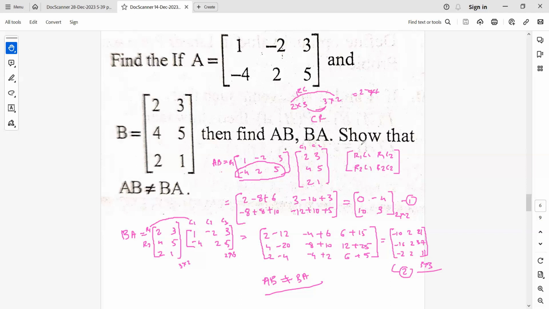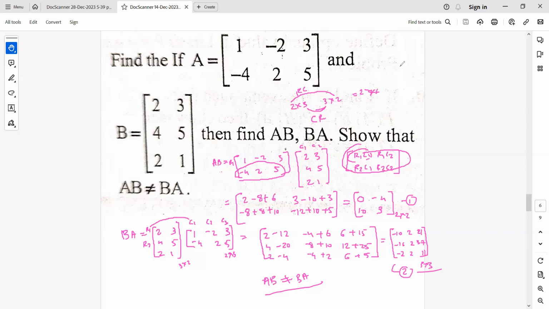If you are getting confused in multiplication, try to form R1 with all the required given columns, then R2 with all the columns, and you need to take the sum. After multiplying, you need to take the sum, so that you will get the different elements of A into B and B into A. Okay, hope the example is clear.